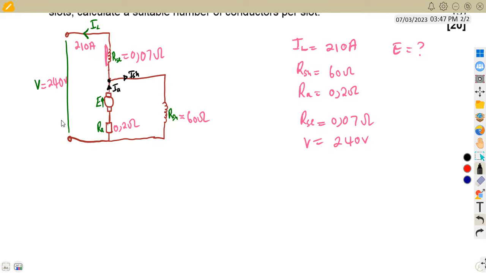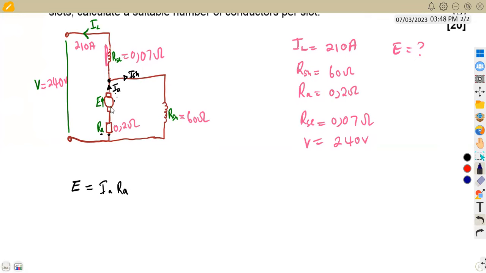So if we take into consideration our generated EMF here, being the current that is going to affect our armature, here the armature resistance and the armature current give us a voltage. There's a voltage drop that is going to happen here, from the armature current times the armature resistance, which is being added to the voltage.